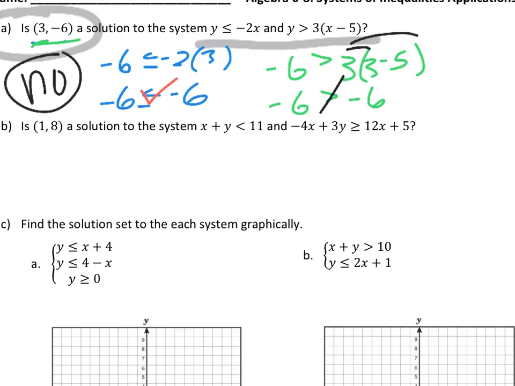Letter B, same idea. Take your ordered pair, plug it into both inequalities, and solve. Now, if you make any minor mathematical errors, multiplying, adding, anything, you're going to be wrong. And all of this, taking this ordered pair and plugging it into these two inequalities, is way back 5th and 6th grade material. So take your time and honestly do the problem. When you're done, you should get yes. Now, just writing down yes doesn't help you at all. So do the problem.